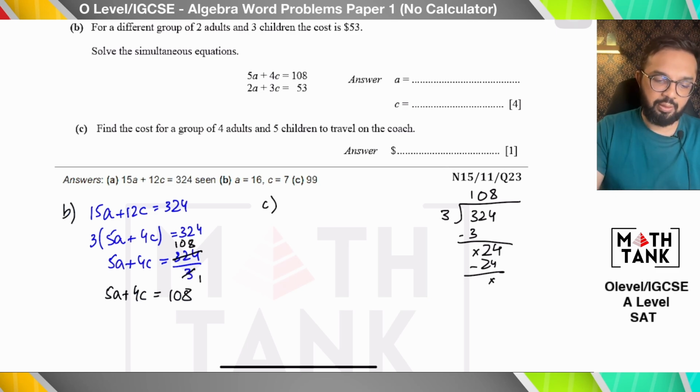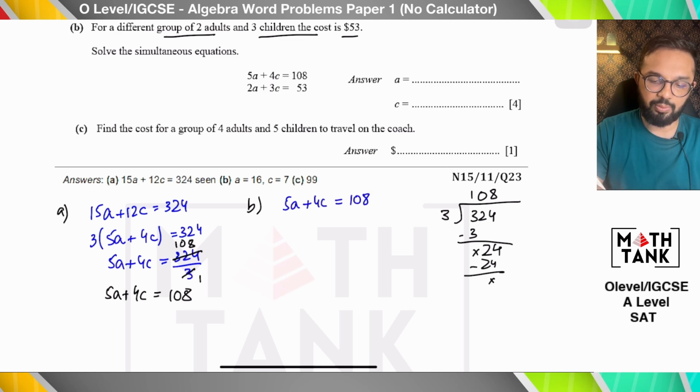Okay, sorry, this was part A. Part B. It says for a different group of two adults and three children, the ticket costs 53. They've already told you. And they've constructed an equation here as well. It's saying solve the simultaneous equation. Now your task is to solve. It depends completely upon you whether you want to eliminate A or C or use substitution to solve this. I think I'm going to eliminate.